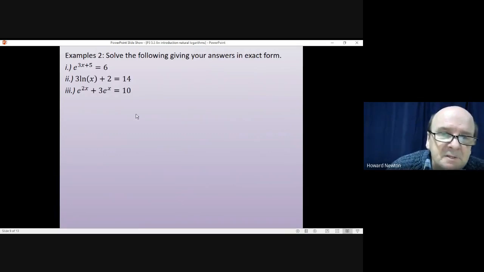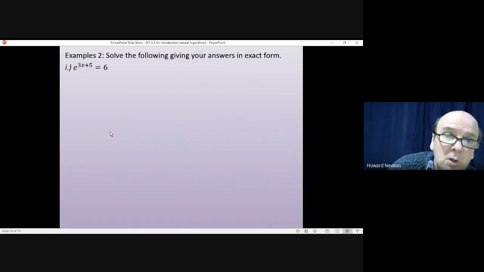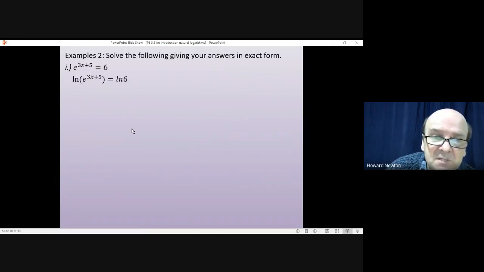Okay, let's have a look at these together. So the first question, e to the power of 3x plus 5 is equal to 6. We do exactly the same as we did before. We'll take the log of both sides. So the log of the left-hand side would be that. The log of the right-hand side is the log of 6. The reason why we do that is because then the log and the e cancel each other out, and the left-hand side simplifies to 3x plus 5. And the right-hand side is just log 6.